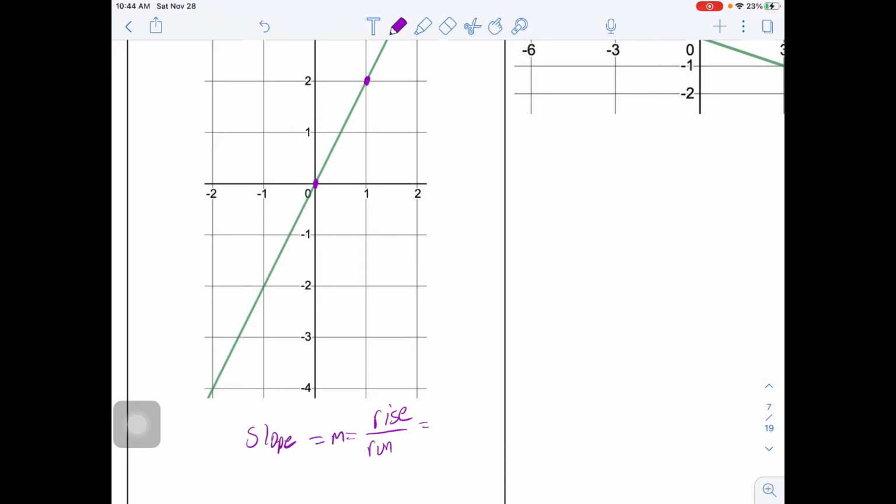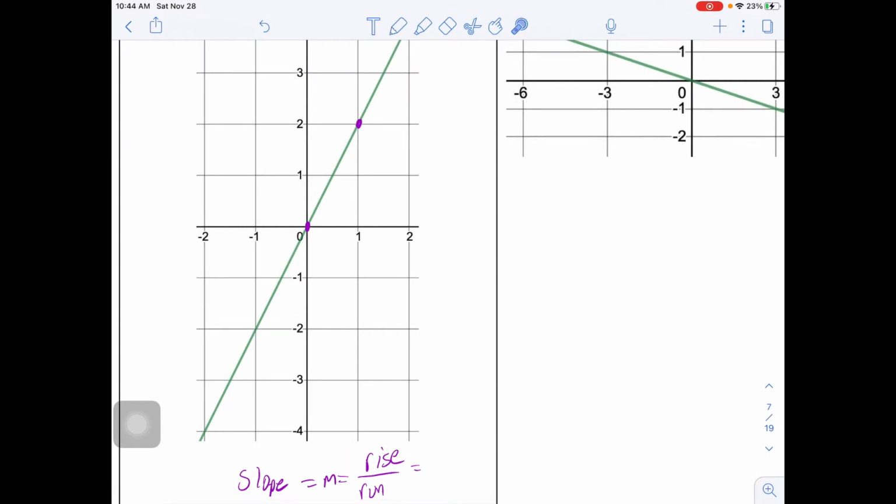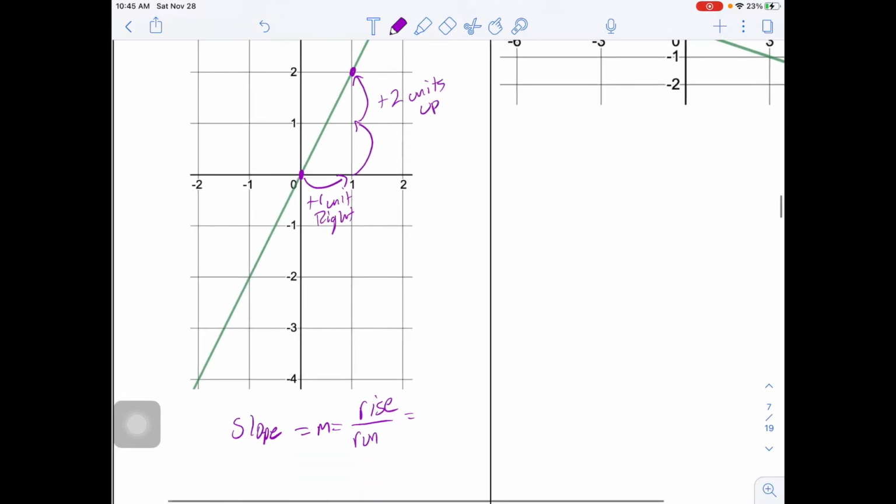So in this case, how do I get from this point to this point? Well, I have to go over 1 unit to the right, so that's positive 1 unit right. And then I go up 2 units, positive 2 units up. So here, my rise is positive 2 units, my run is positive 1 unit. So that equals 2. That would be the simplest form of my slope.